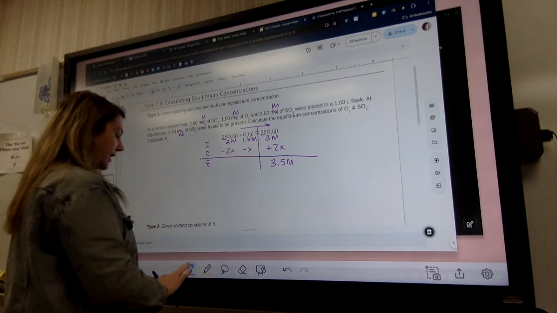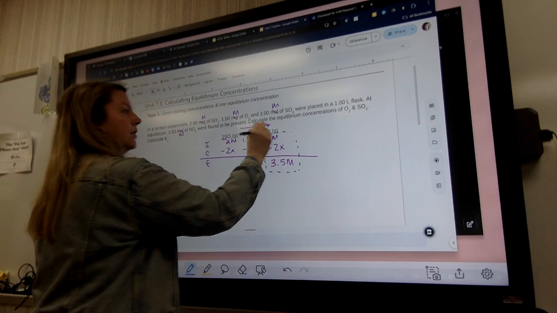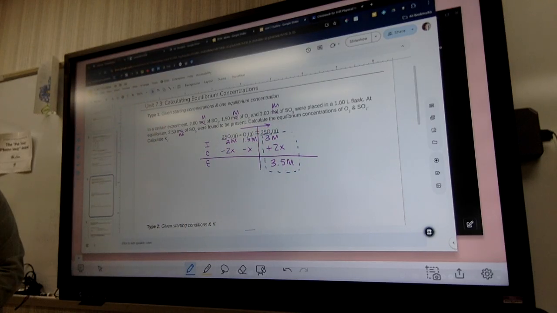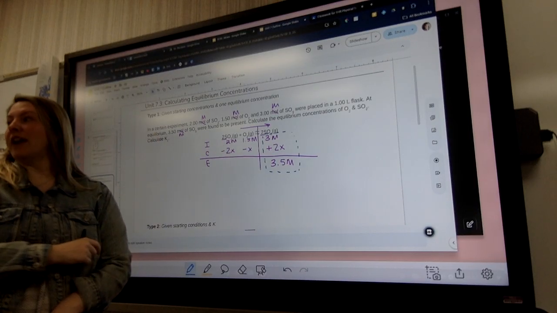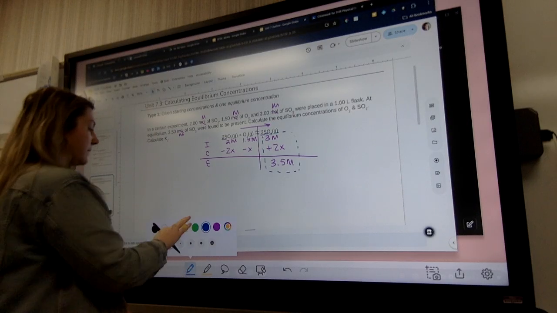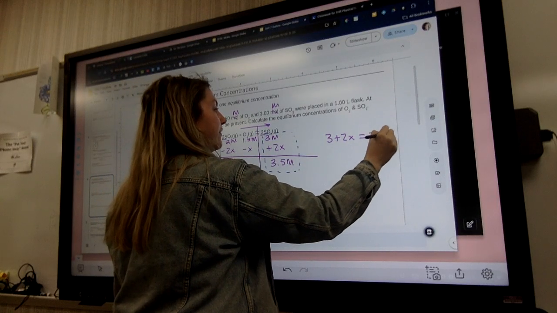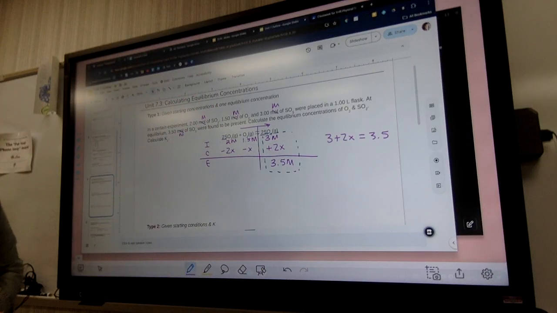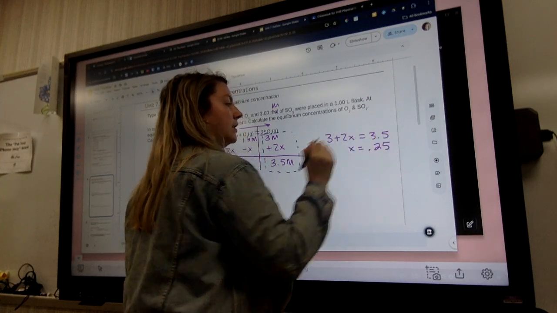What happens is that this is basically just an algebraic expression that we need to solve for x, so that then we can plug it into these in order to solve for the final concentrations of our 2 reactants. If I rewrite this linear, I have 3 plus 2x equals 3.5. Then it's just algebra. I'm going to subtract the 3 from the 3.5, so I'll have 0.5. Then I'm going to divide by 2. So my x is going to be what? 0.25.